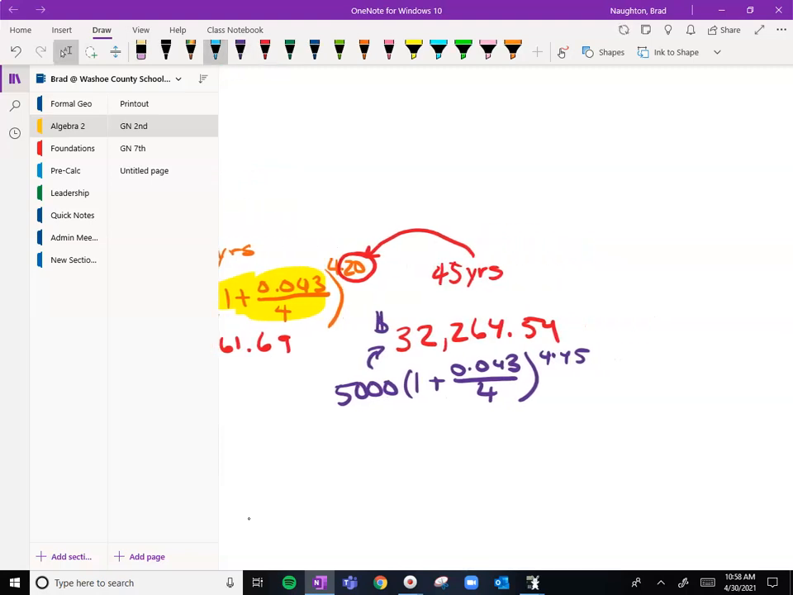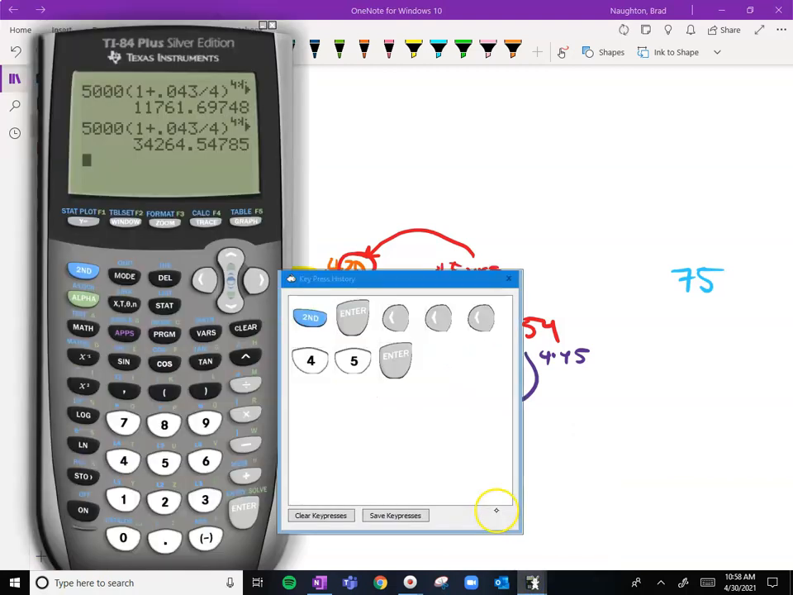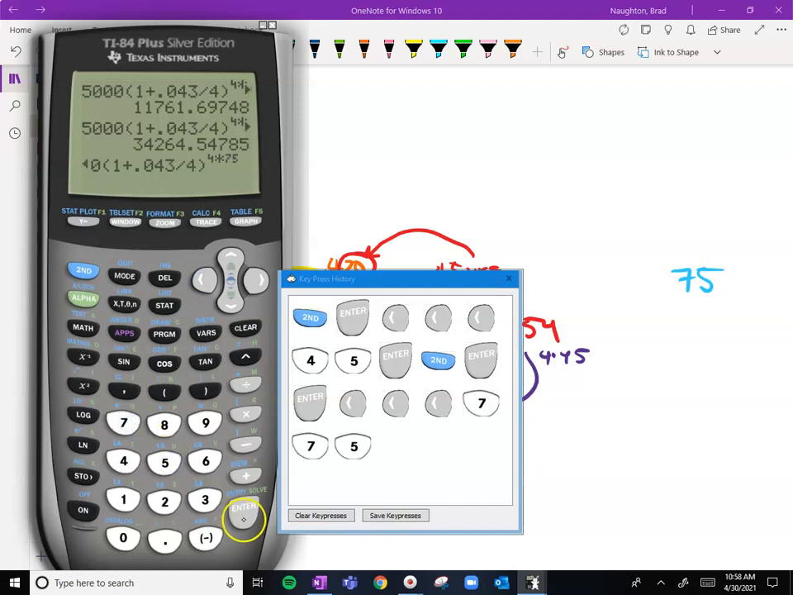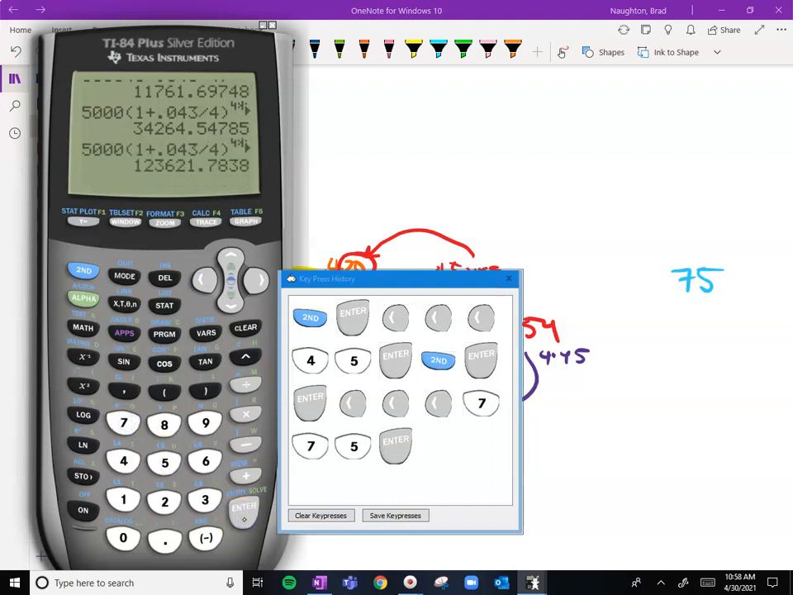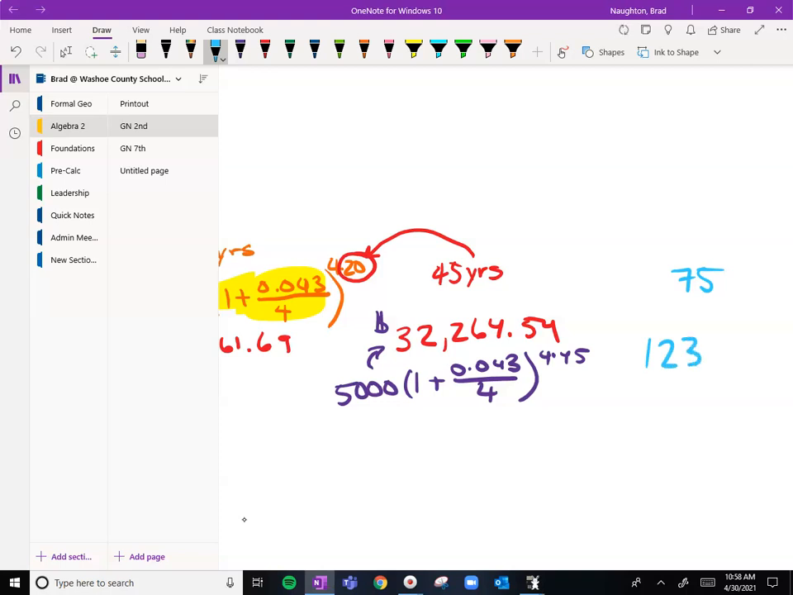Alrighty. Ladies and gents, why don't you try 75? Hit pause, give it a shot. Welcome back. Let's see how we did. So I'm going to go ahead and hit second, enter, head back over up top and hit 75 to see how much this changes. And we're going to have 123,621.78.